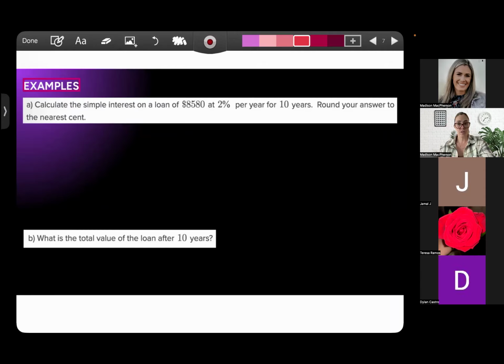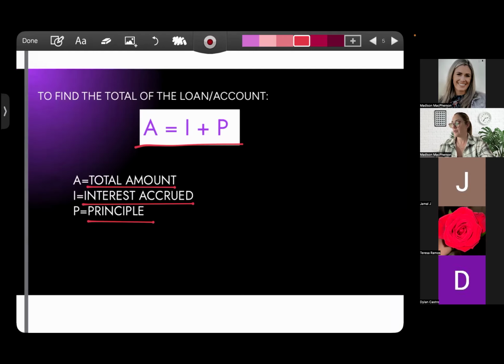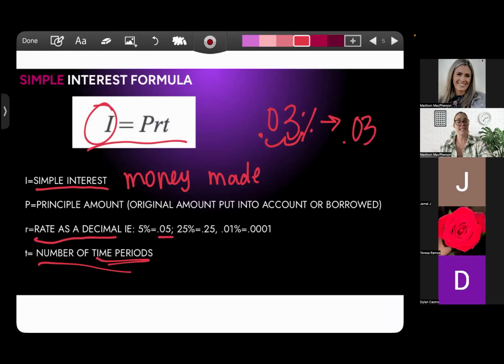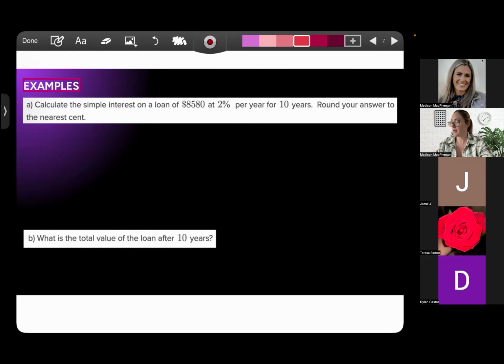Okay, in order to do this, we need that formula. So if I were you, I would take a second, write this formula down on a paper, take a screenshot, do something with it. Make sure you have the title because this one is for simple interest. We're going to get another formula later for compound interest. So our simple interest formula is I equals PRT.